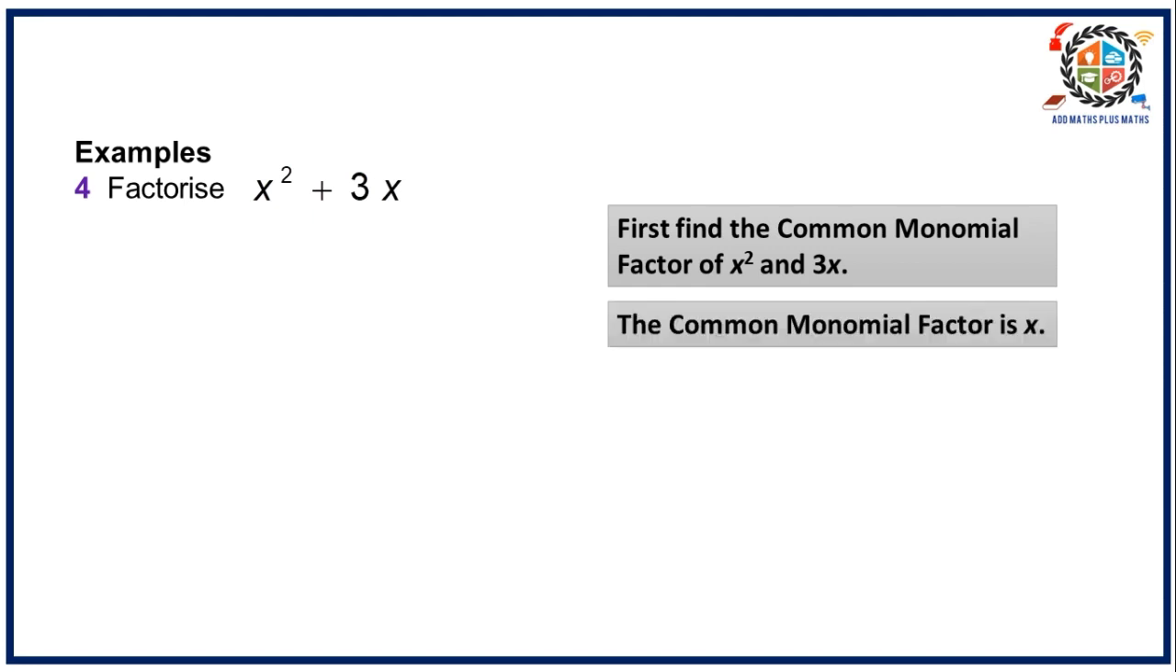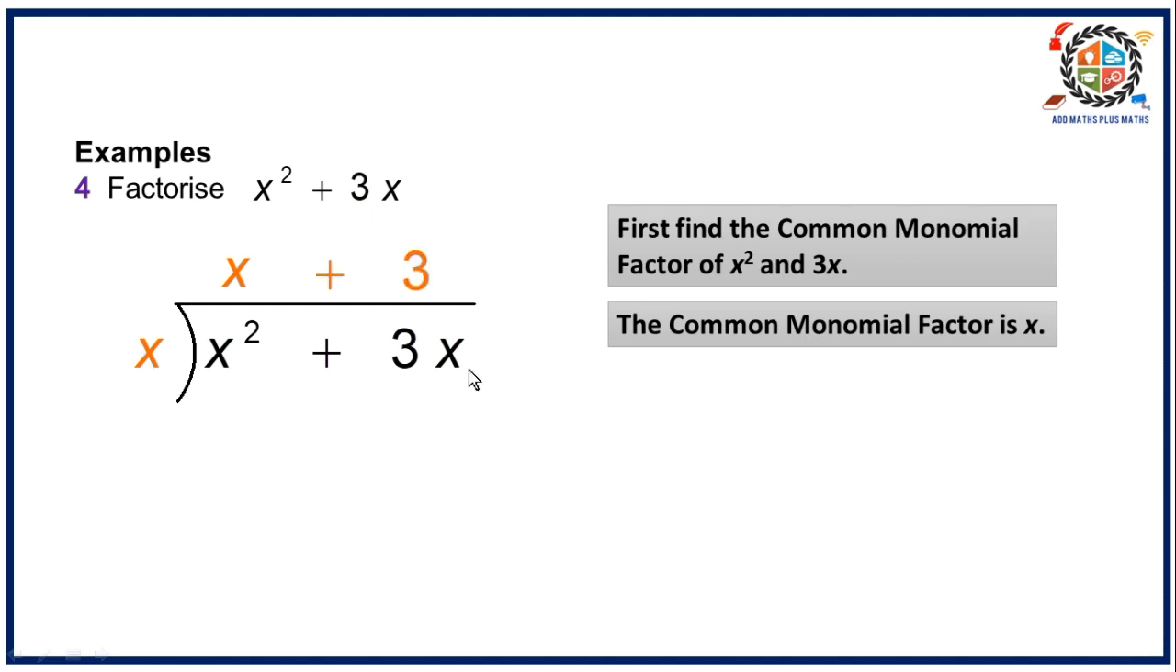This x will be divided to x squared plus 3x. If I divide x squared by x, I'll come up with an x. 3x divided by x will come up with positive 3.